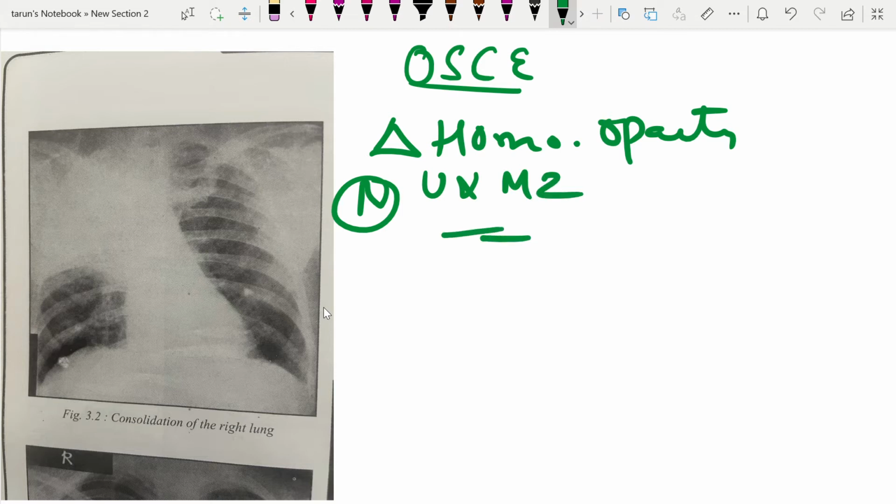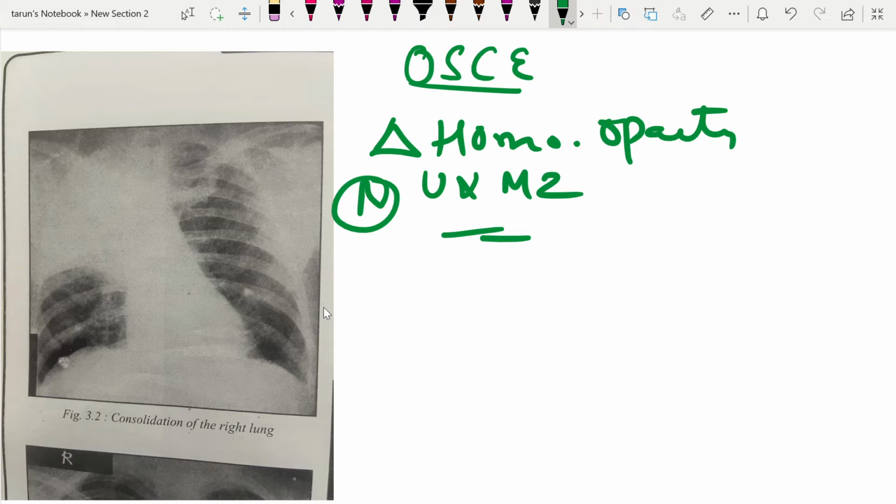Then the trachea: you see the trachea and the apex beat. Trachea and the apex are in normal position. Both the costophrenic angles are clear. Other structures are within normal limit. Air bronchogram is not clearly seen here. There is no loss of lung volume.